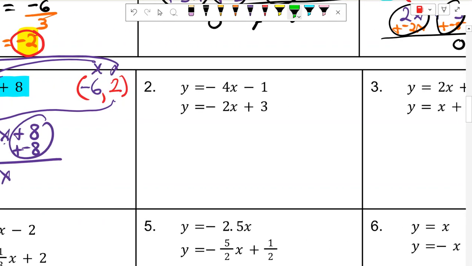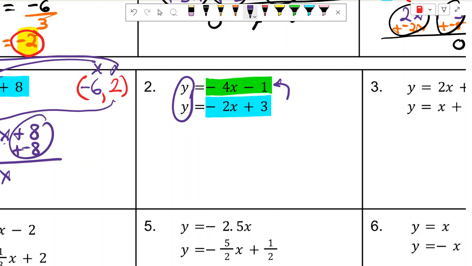This one has a value of y being negative 4x minus 1, and the bottom has a value of y being exactly equal to negative 2x plus 3. Now we can see here that this y is equal to y, so that means that this has got to be exactly equal to that. Now let's search for our answer. We know there will be an answer because if you look closer, right here, our slopes are different. So let's start.